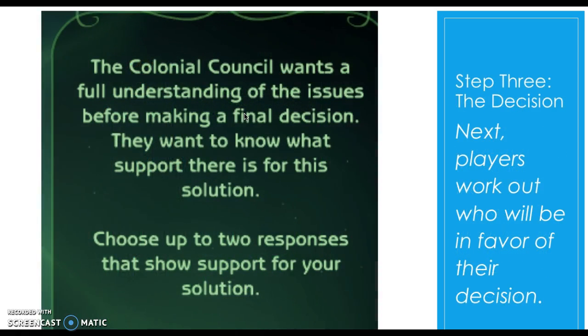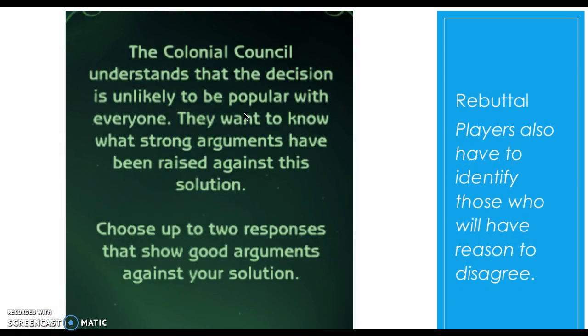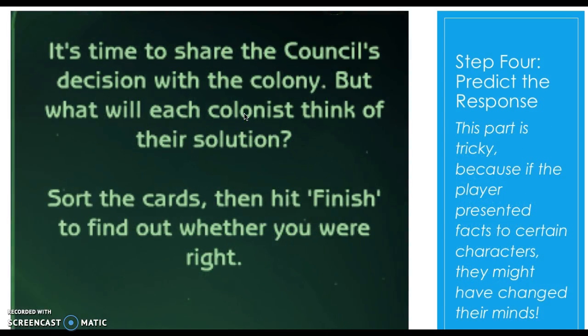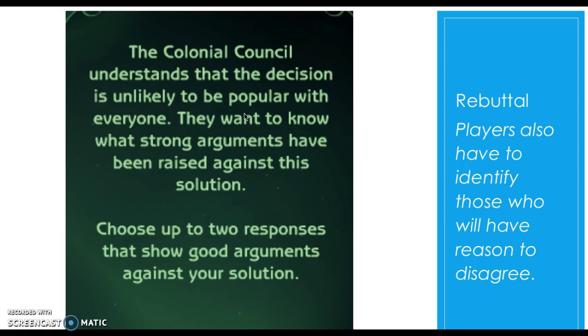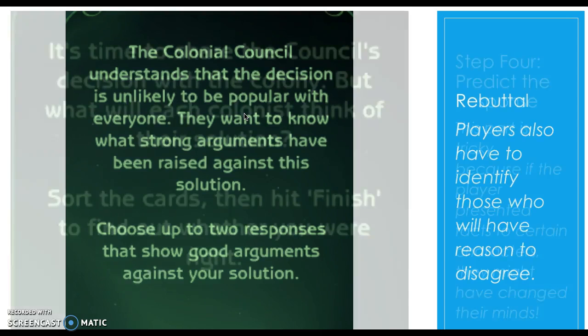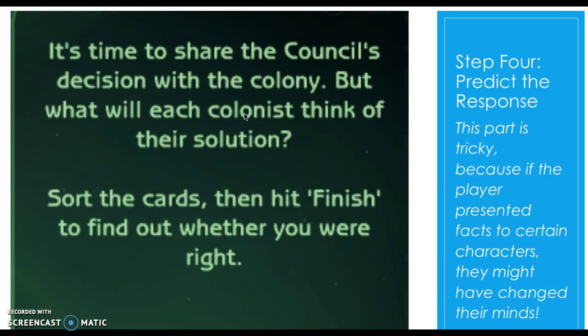After that, the player makes a decision based from those two solutions they were looking at, and they send those off to the council. And the council wants to know about support. So this is where it really gets into argument and counter-argument or rebuttal. So first they have to identify a couple of characters who would not just agree, but have reasons to back up why they agree with the solution that the player chose. And then they're asked to find some arguments against the solution that was chosen.